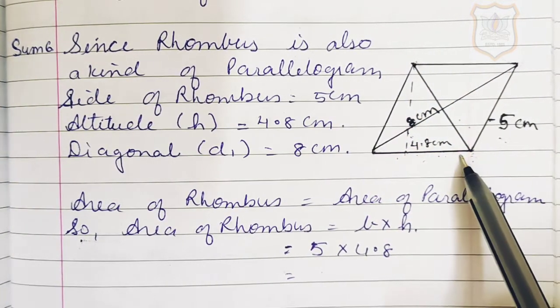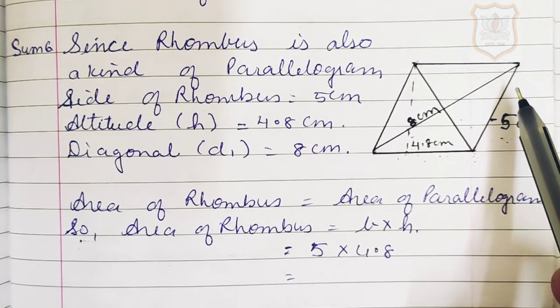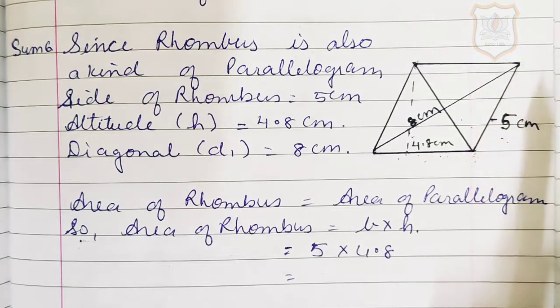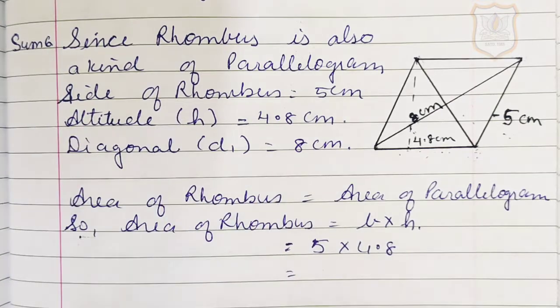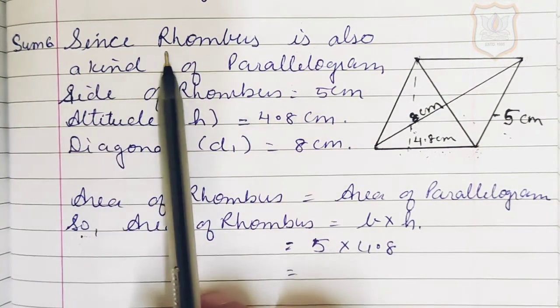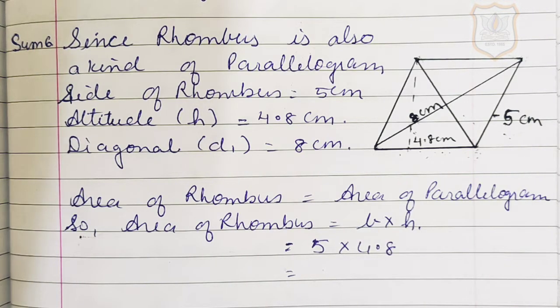So rhombus जो होता है वो पैरेललोग्राम जैसा ही होता है. So rhombus shape is similar to parallelogram. So whatever properties are of parallelogram apply same for rhombus also. So we can say that since rhombus is also a kind of parallelogram, so to find out the area of rhombus we can use the formula of area of parallelogram also.